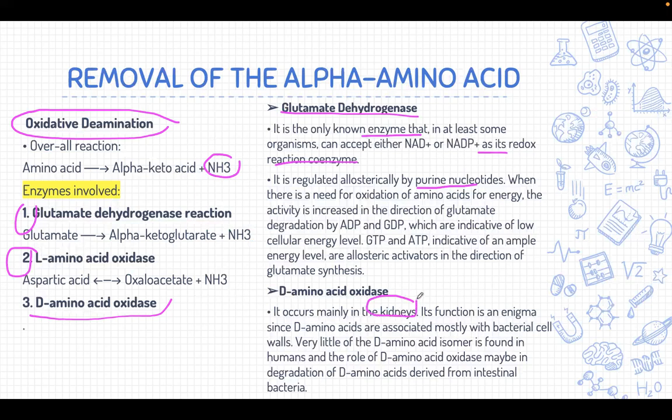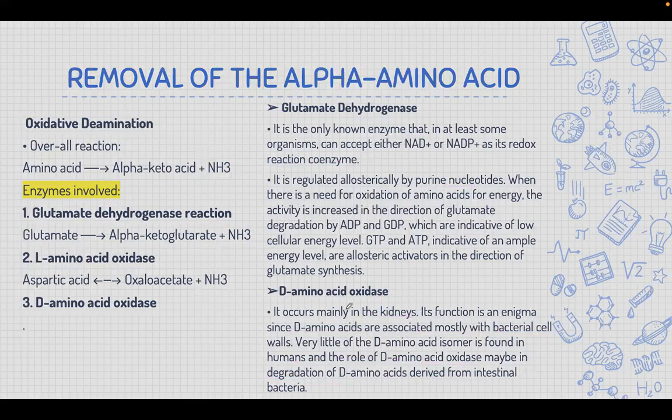Its function is an enigma since D-amino acids are associated mostly with bacterial cell walls. Very little of D-amino acid isomer is found in humans, and then the role of D-amino acid oxidase may be in degradation of D-amino acids derived from intestinal bacteria. So ito most likely nakikita to sa ating mga prokaryotic cells. Okay, but nabanggit lang siya for this slide.